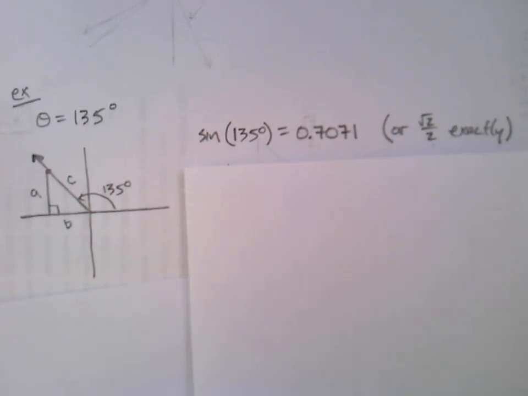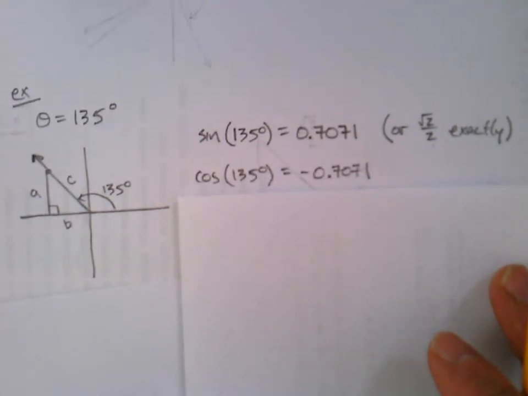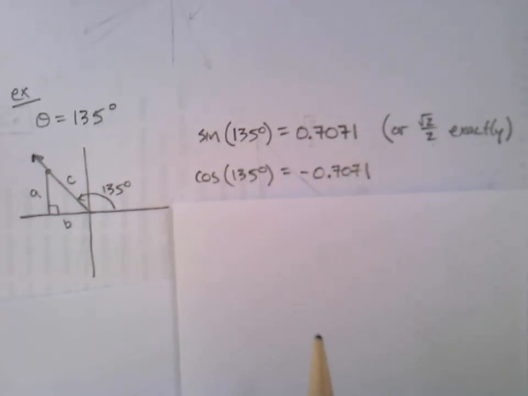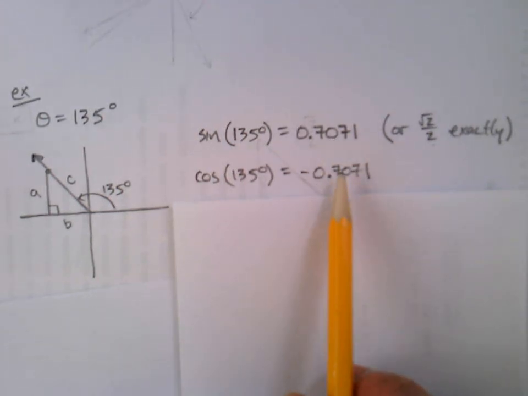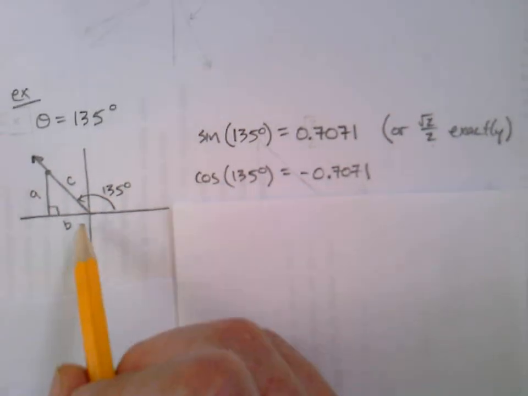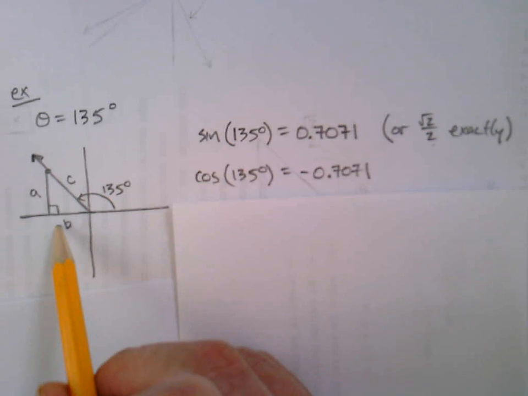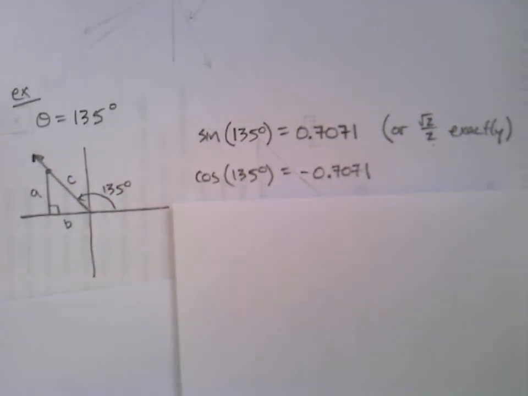Okay, how about the cosine? You can grab your calculator, punch in cosine of 135 degrees, and it turns out it's exactly the negative of the sine. It's another conversation why it's the same value, but why is it negative? Well, cosine is all about B over C. And I said a moment ago that B would be negative here. So I've got a negative number divided by a positive number, and cosine turns out to be negative.